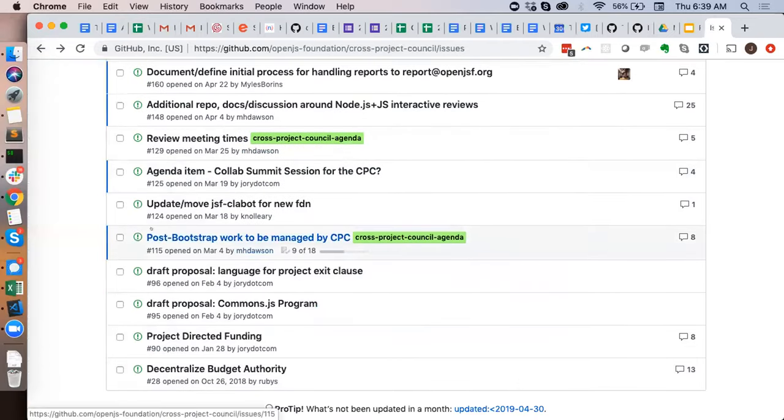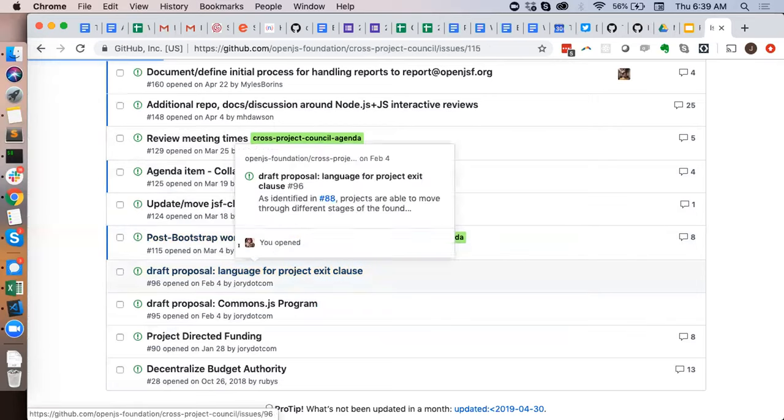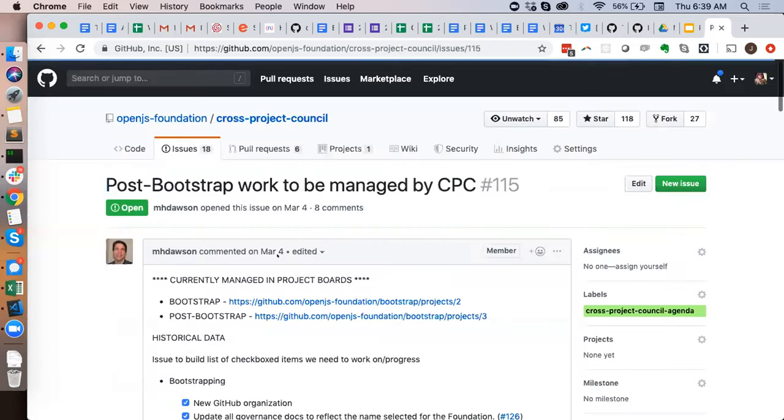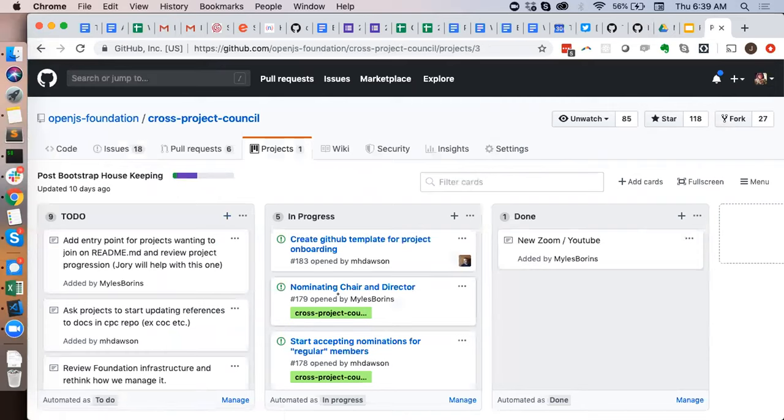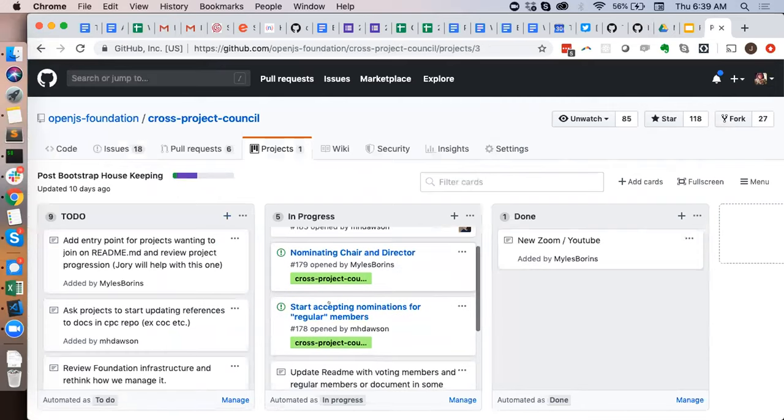We have a project board. This board has all of the items that we have identified as work to be conducted post-Bootstrap. And we have been going through that. I don't know if we want to do that now, or rather, since we have 20 minutes till lunch, open up for just any questions that people have.